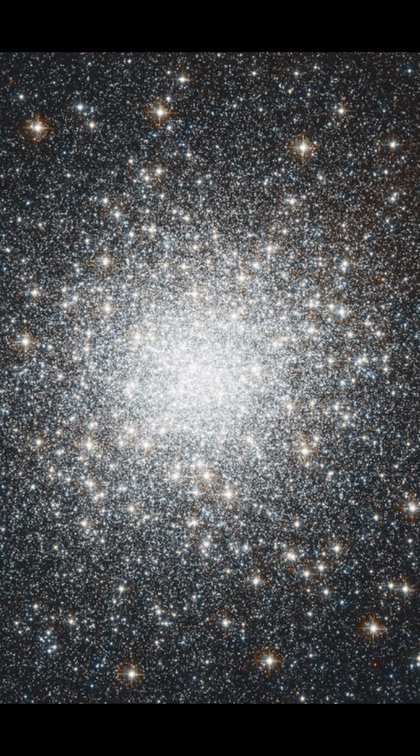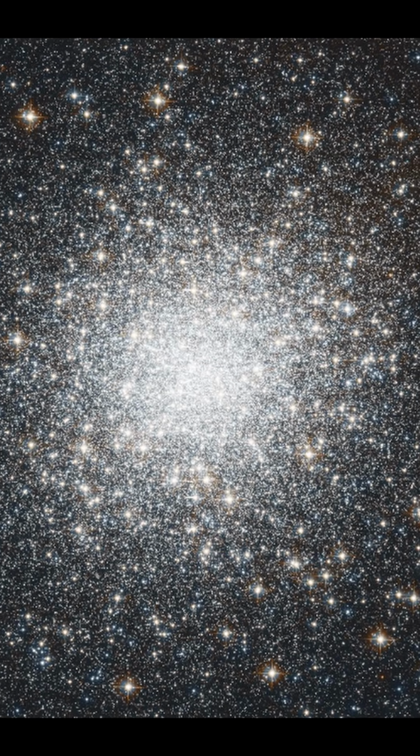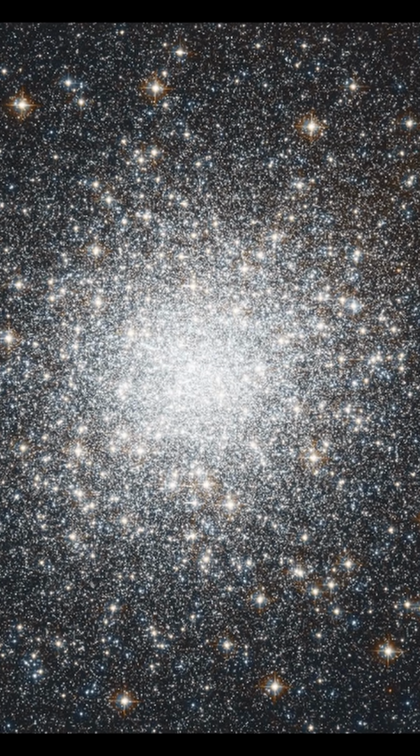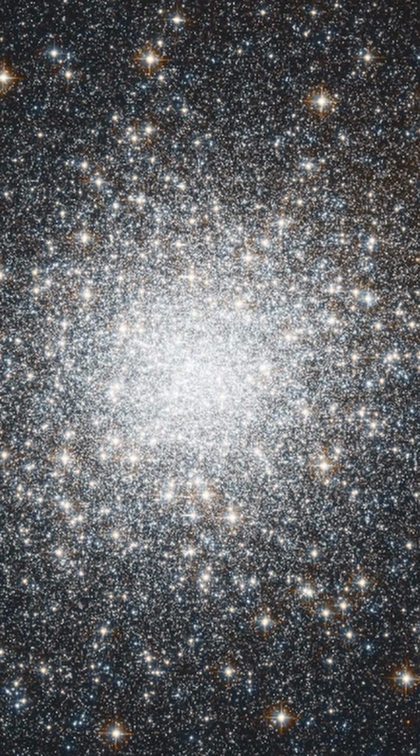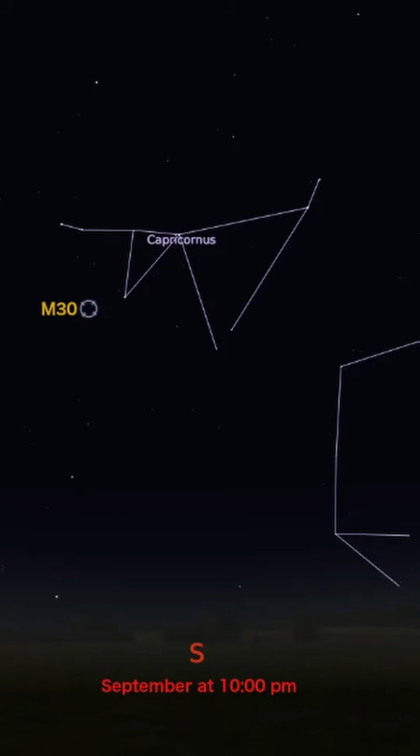M30 is a globular cluster located in the southern constellation Capricornus. The cluster lies at a distance of 27,140 light-years from Earth. M30 was discovered by Charles Messier in 1764. M30 is best observed during September.